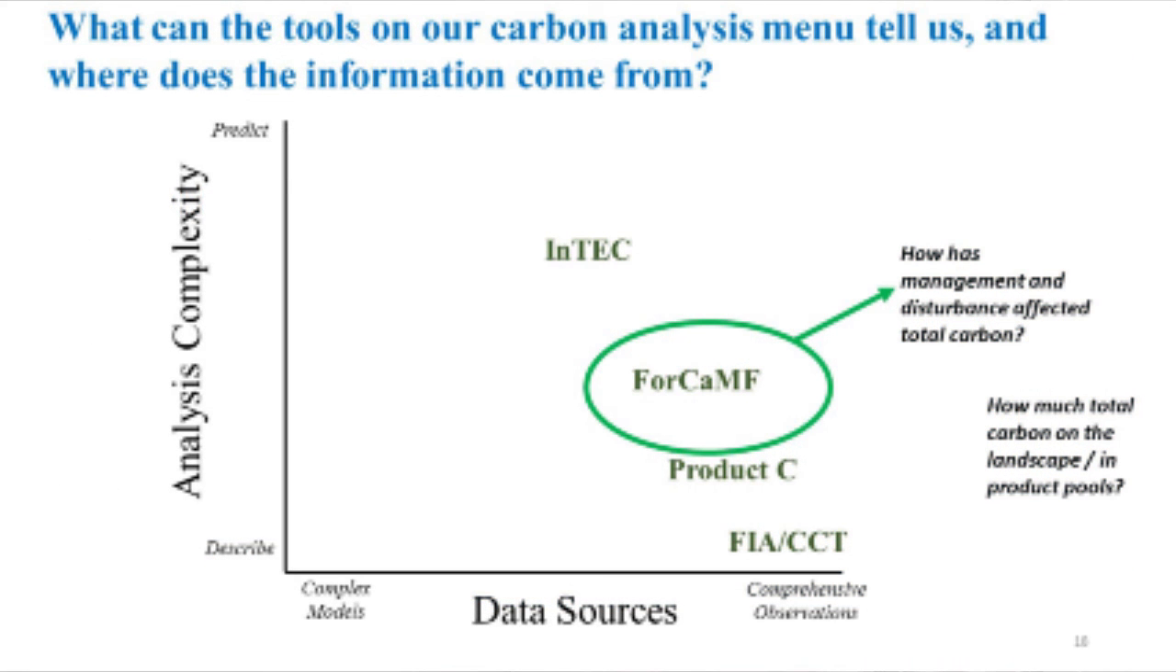Okay, so moving on to a little bit more complex question. How has management and disturbance affected total carbon? So this is getting a little bit more complex than just what's out there and how has it changed. Now we're talking about what are different ecological and management-oriented processes, and how have they affected what's out there. And for that we have FORCAMP.